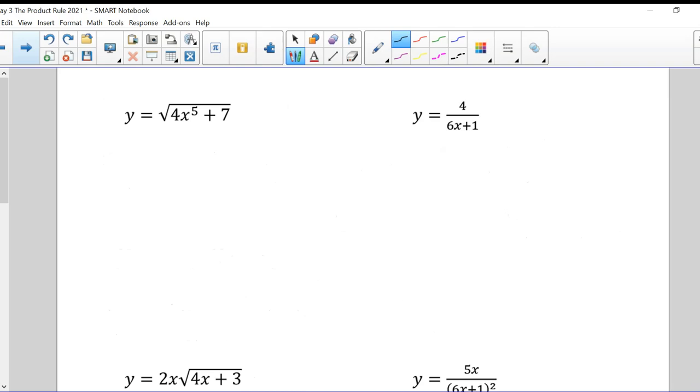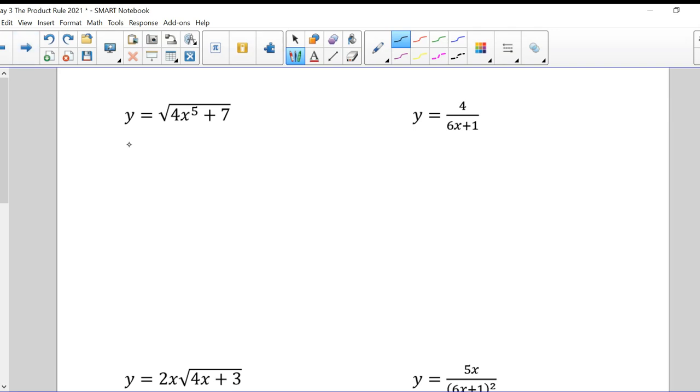Any suggestions as to how I might want to tackle that question that's there? The square root of the 4x to the power 5 plus 7. Any suggestions on how I might be able to put that together? Raise it to the power of a half.